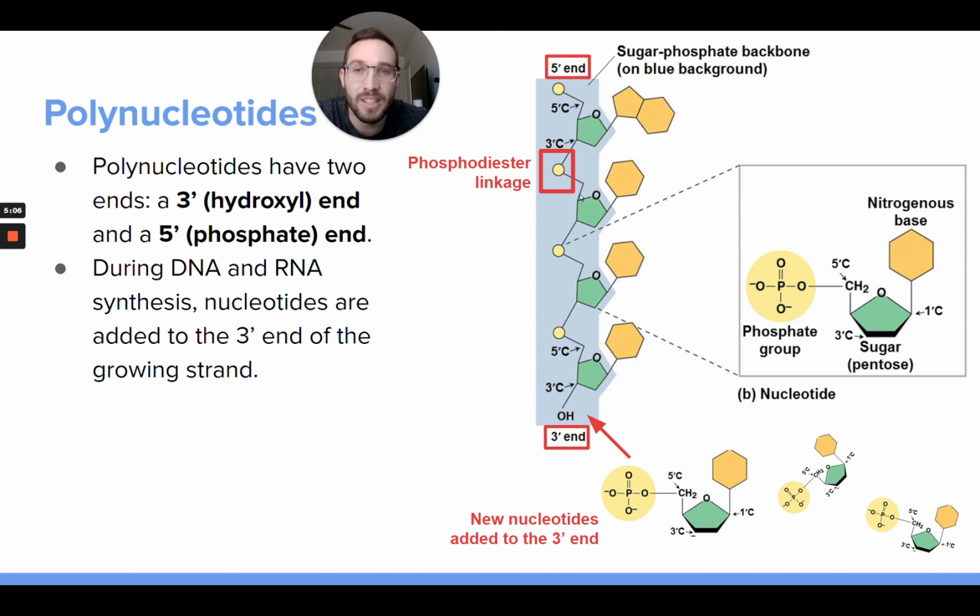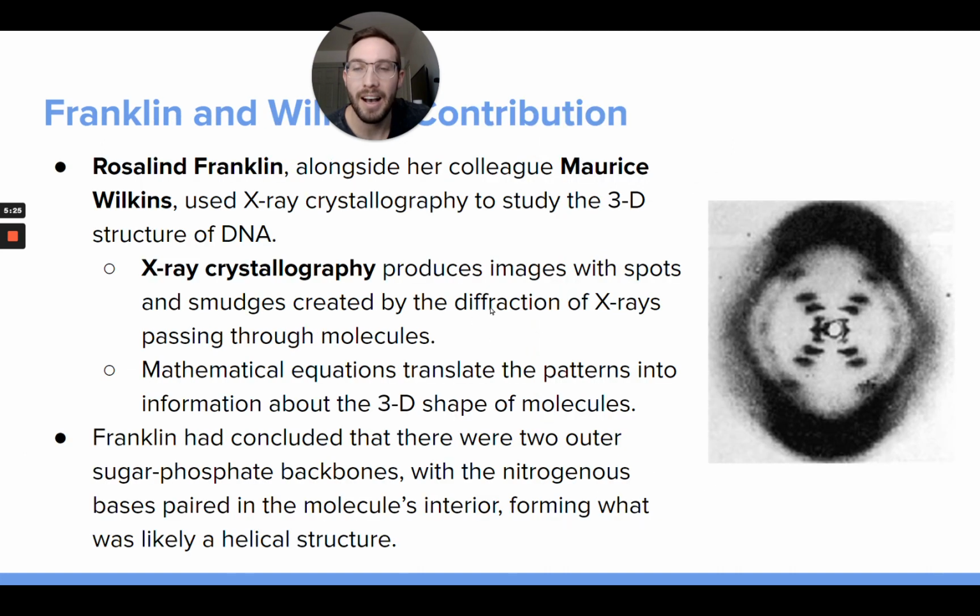And when DNA is being made, you guys remember we talked about this before, new nucleotides can only be added to one of these ends, and they have to be added to the 3' end. So as we start building more and more nucleotides and joining them together, they're going to be added to the 3' end, and that's going to be a lot more important in this unit. So keep that in mind.